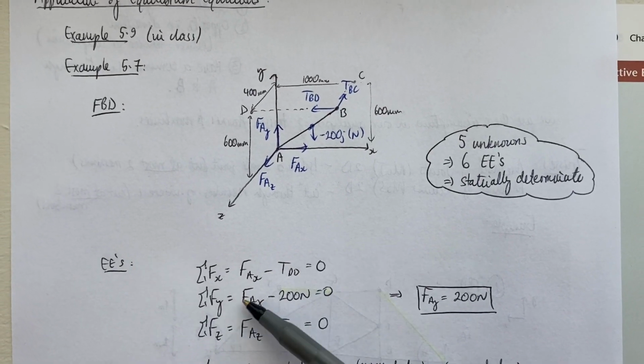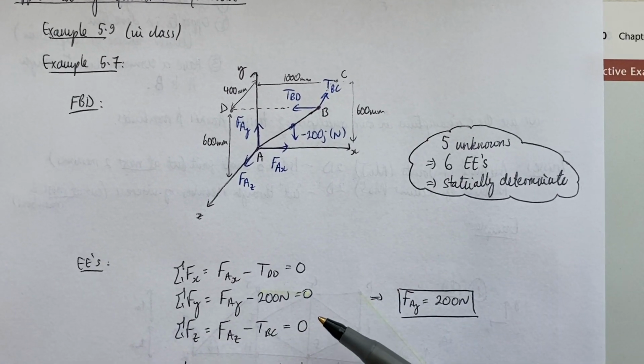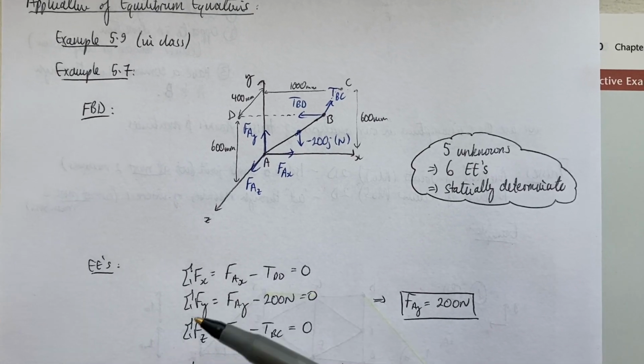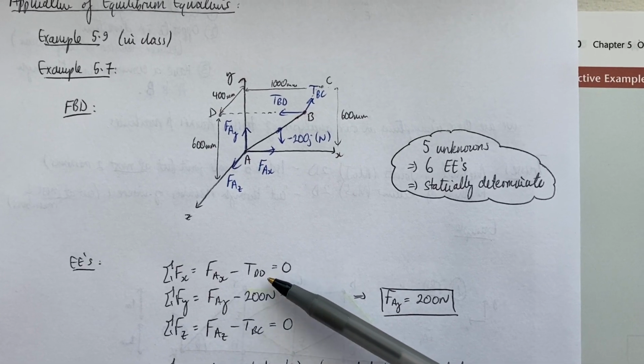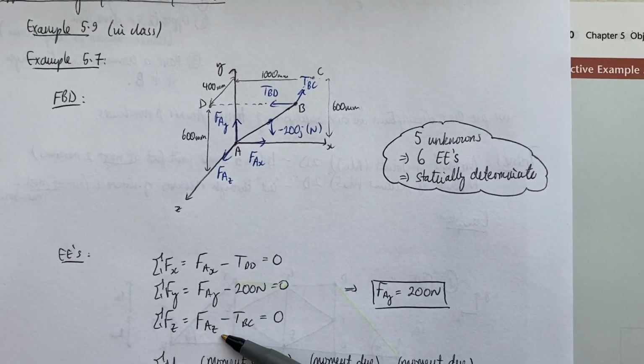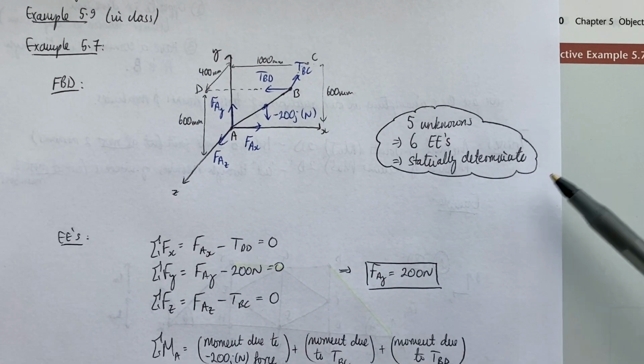So I can solve this middle equation for FAY, that's no problem, but I need to sum the moments about some point in order to solve for FAX, TDB, FAZ and TBC.